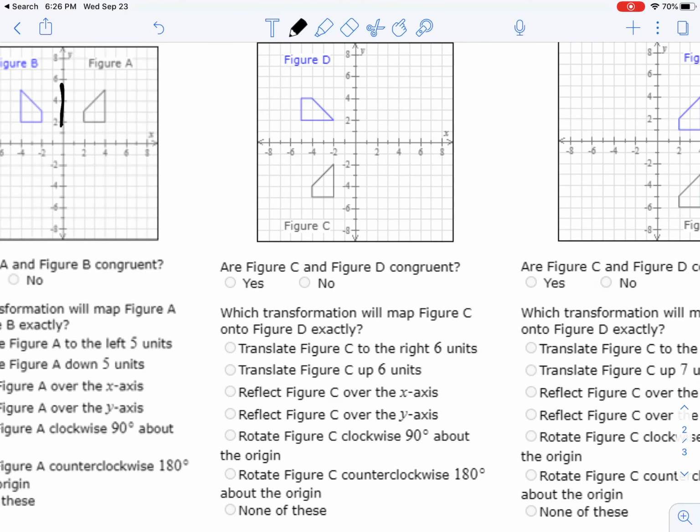Next one. Are these two figures congruent? It looks like they are. Again, it looks like one shape. If it was a puzzle piece, it would fit right into the other shape. So I'll say yes. Which transformation will map figure C onto D exactly?